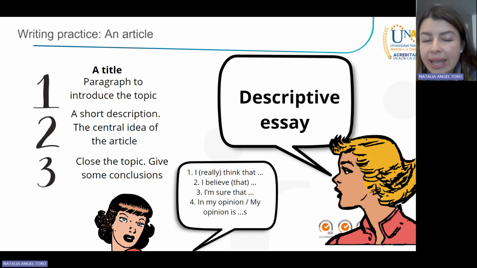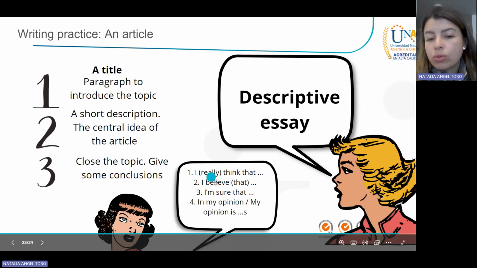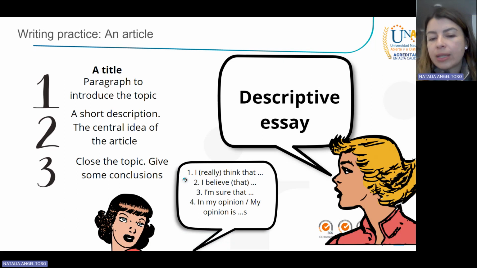So the idea to end our class is to do something like that. You can look for the topic you want, but be sure to select a correct title, a good title, and write the three paragraphs: the first paragraph introducing the topic, the second paragraph giving a description, and finally, the third paragraph closing the topic. So here you can find some ideas to close. And the idea is to express what you are thinking about the topic, just your belief or your opinion about the topic.